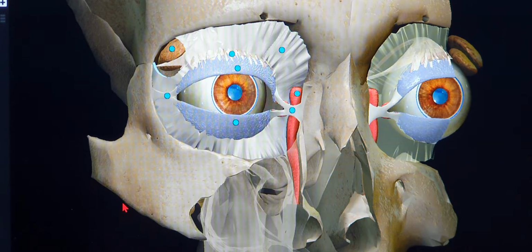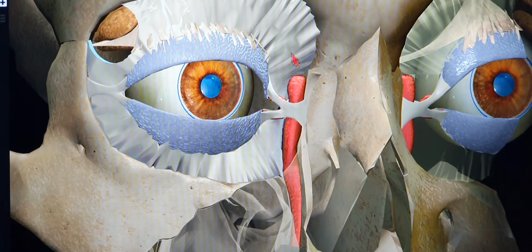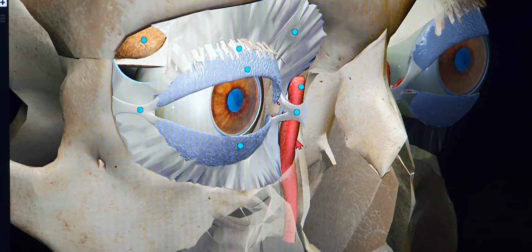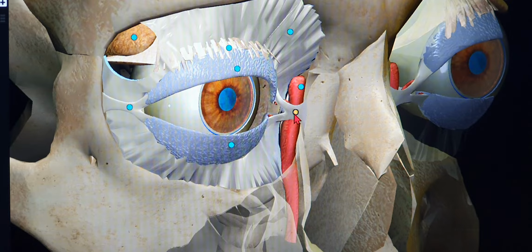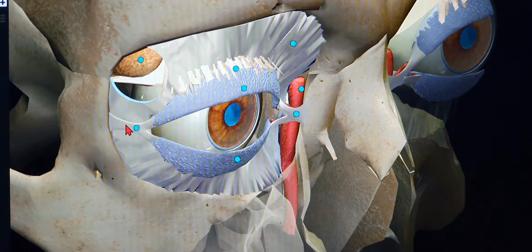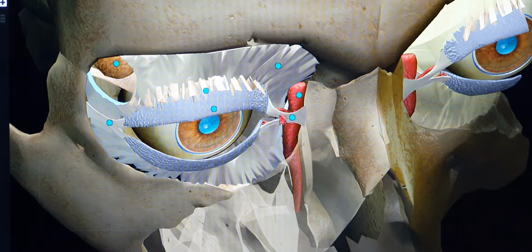So you can have a live orientation of how the orbital septum is oriented to the nasolacrimal duct system as well as the medial orbit, the medial palpebral, and the lateral palpebral ligament over here. So the palpebral ligaments are anterior to the orbital septum. Also, the orbital septum is lateral to the nasolacrimal duct system as a whole, and it attaches to the posterior lacrimal crest as well.